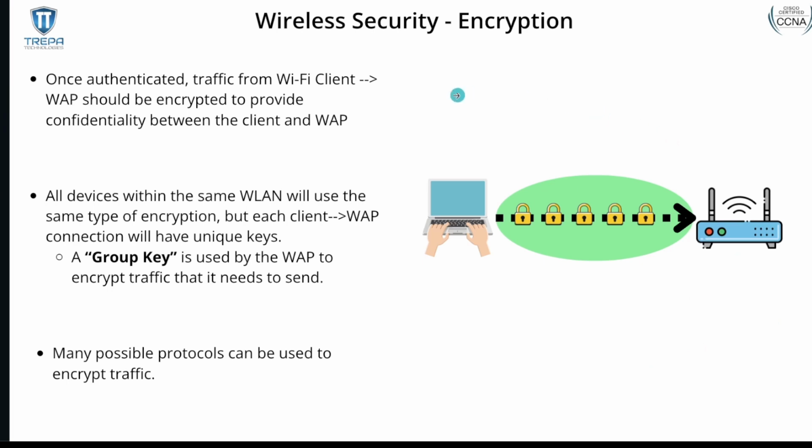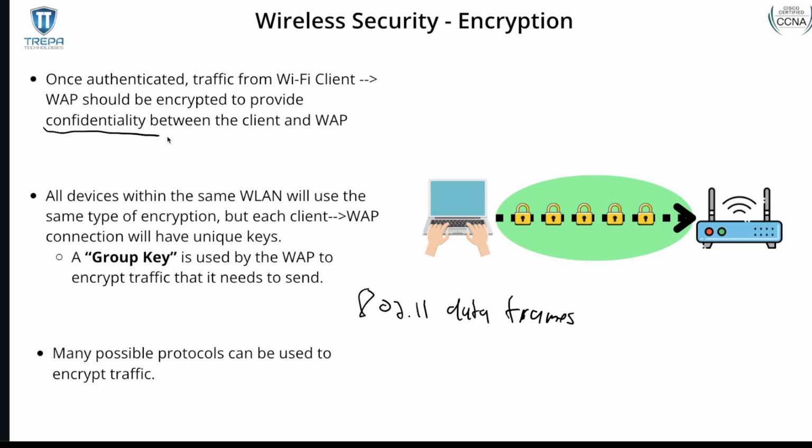Okay, and then encryption. Once authenticated, now that we know that we're on the right SSID and the user has authenticated, and now we're sending 802.11 data frames, what do we need to do? Because remember, this traffic is still coming over the air. It's still being broadcast on those Wi-Fi signals. Now we need to encrypt from Wi-Fi client to the wireless access point. So we have what's called confidentiality between the client and wireless access point.